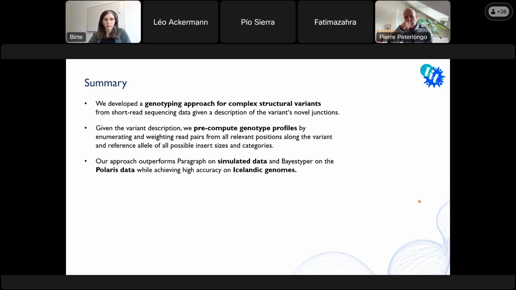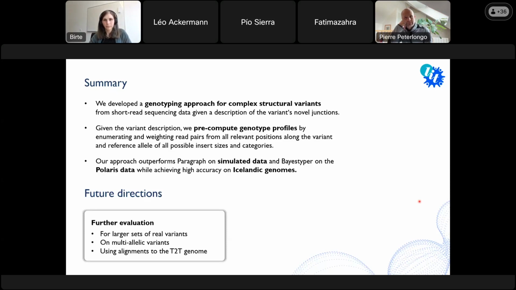And our approach outperforms Paragraph on simulated data and BayesTyper on the Polaris data while achieving high accuracy on Icelandic data. So we think it's a useful tool, and it's going to be the tool that I use for genotyping structural variants in the future. By the way, it doesn't only work for complex variants, but because it's a generalization, it also works for canonical variants. Just a simple deletion can also be genotyped with this approach. It works just the same.